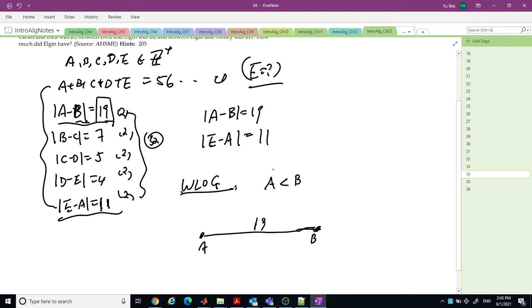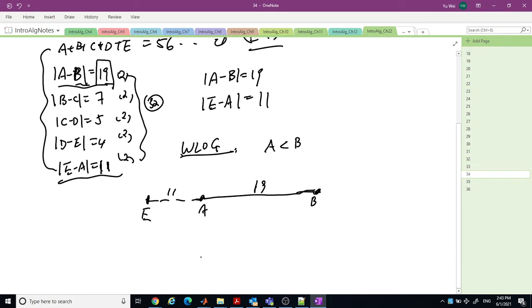There are two ways to place E. The E could be out here, so this is 11. Or the E could be in the middle, like here. So E can be here, and this is A, B, E, and this is the 11, and this is the 8.